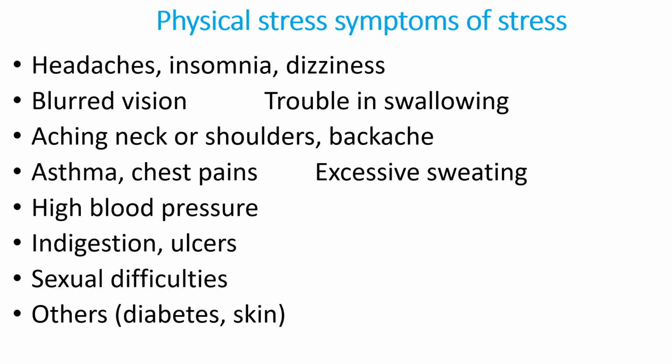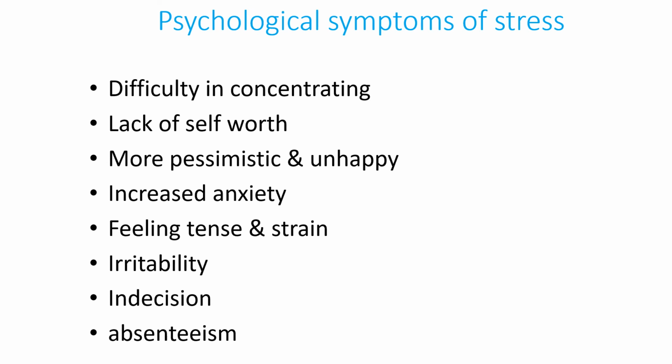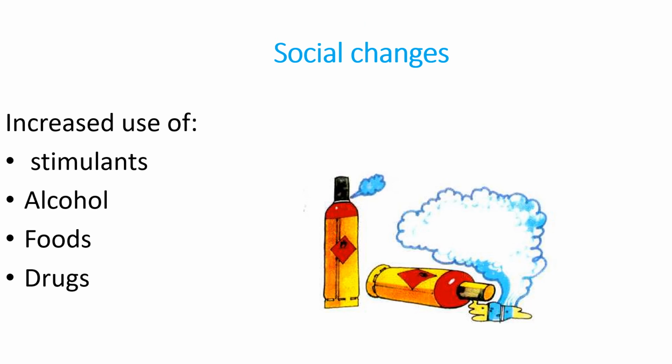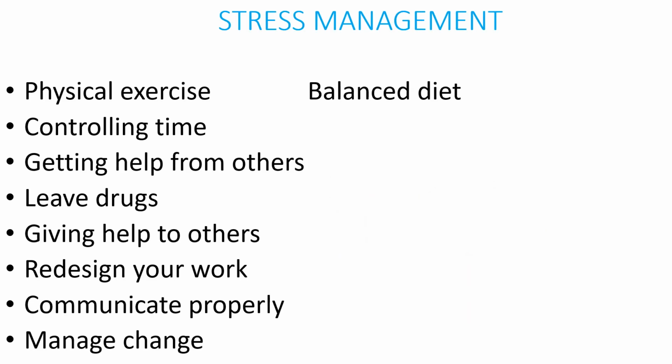Occupational stress. Physical symptoms of stress: headache, insomnia, dizziness, blurred vision, trouble in swallowing, aching neck or shoulders, backache, asthma, chest pains, excessive sweating, high blood pressure, indigestion, ulcers, sexual difficulties, others such as diabetes and skin problems. Psychological symptoms of stress: difficulty in concentrating, lack of self-worth, more pessimistic and unhappy, increased anxiety, feeling tense and strained, irritability, indecision, absenteeism. Social changes: increased use of stimulants, alcohol, foods and drugs.